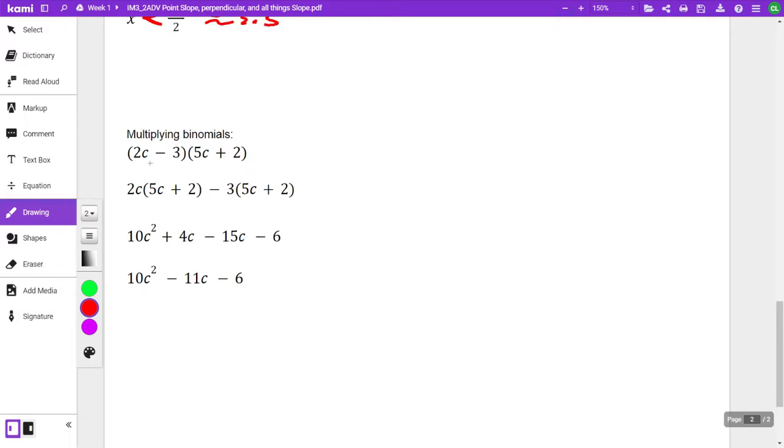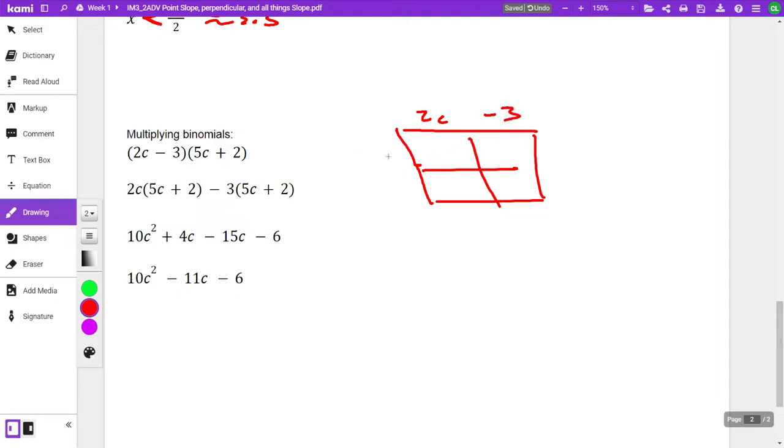All right, last thing for today, guys, some more review. We're multiplying polynomials. Some of you know how to do it with a box like this. If I could draw a box a little better, it'd be fine. We have 2c minus 3 and 5c plus 2. I don't care which way you do it, as long as I can see some work and know where you're going, I'm good.